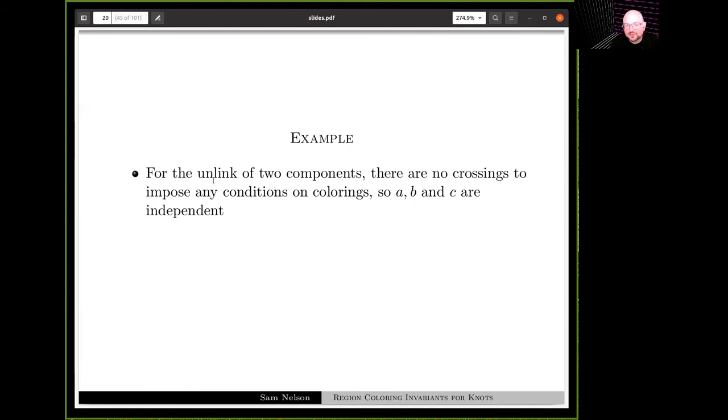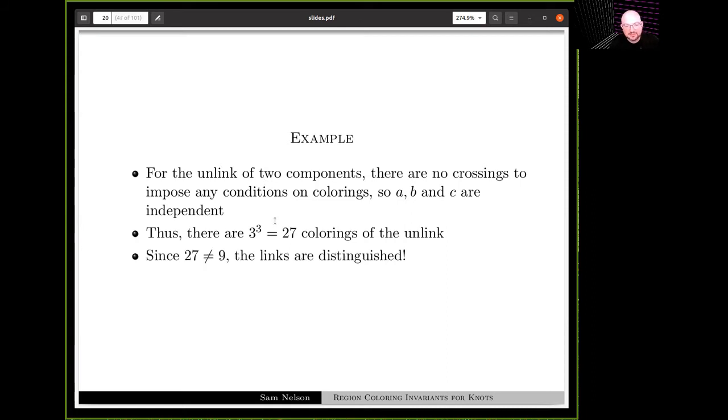On the other hand, for the unlink of two components, there's no crossing, so there are no conditions imposed. A, B, and C can be anything. So there are 3 independent choices for A, 3 for B, 3 for C. So we have 3 to the 3rd, or 27, colorings of the unlink. And since 27 and 9 are different, the links are distinguished by the tri-bracket coloring invariant. Okay, so this is the basics of tri-bracket coloring.